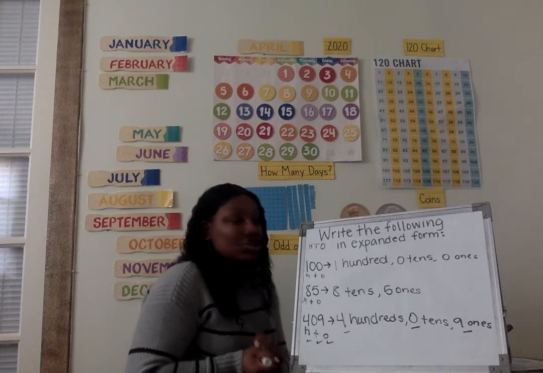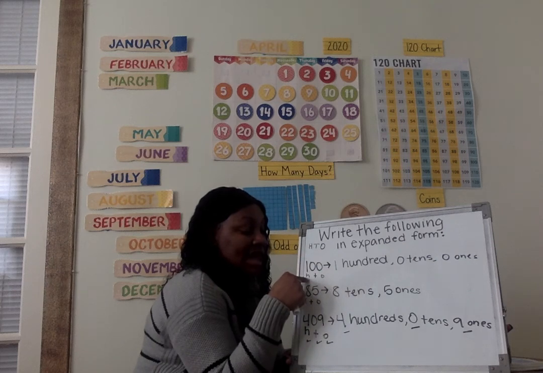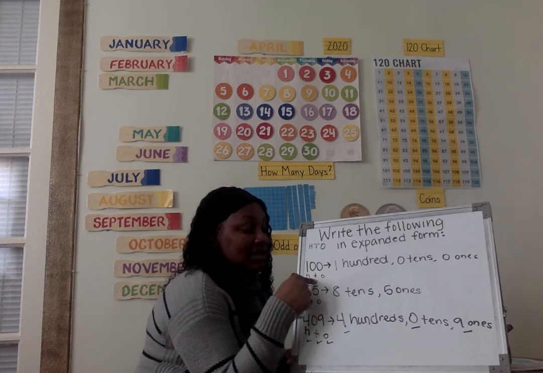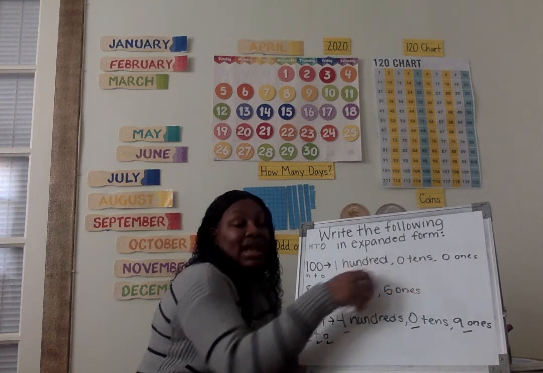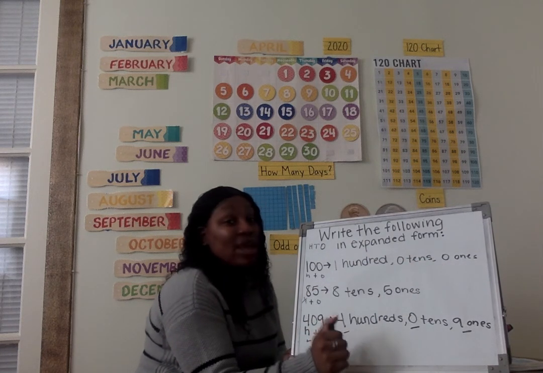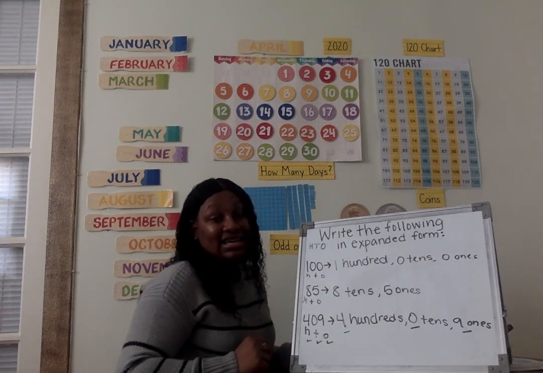You all are doing such a great job at looking at a number, labeling the numbers that have the numbers in the hundreds place, the tens place, and the ones place, and then using that information to help you write the number out in expanded form. I can't wait until we get the expanded form, and then we have to write the number.